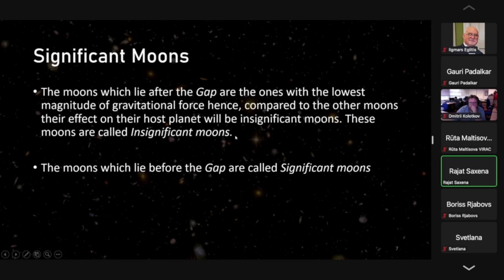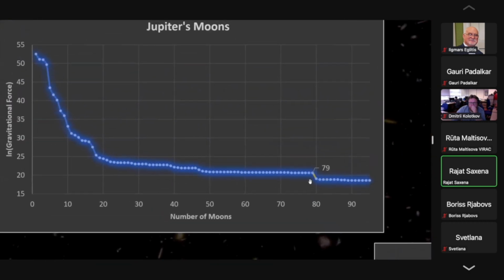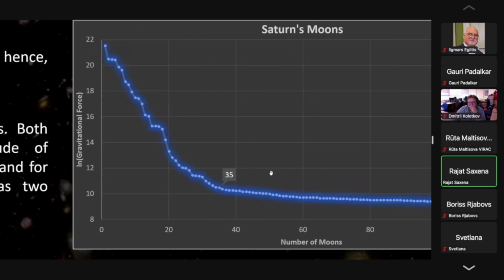Now that the nomenclature is established, we can move on to the plots. For Jupiter, the last gap is around here, and all the moons before the gap are significant, and the moons after the gap have the least magnitude of force and hence are ignored as the insignificant moons. So Jupiter has 79.